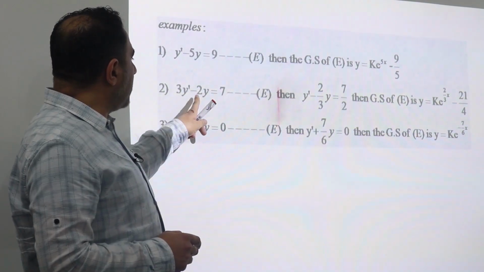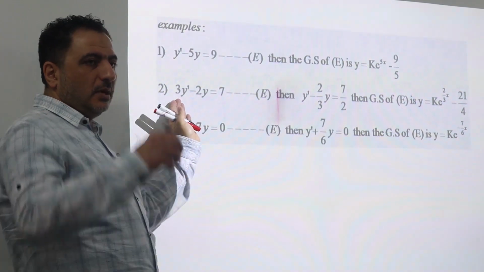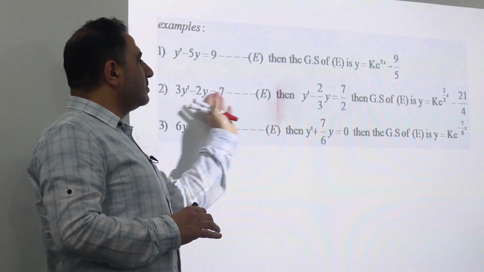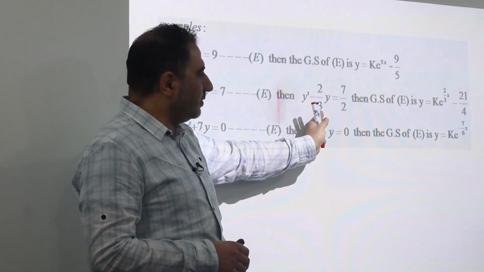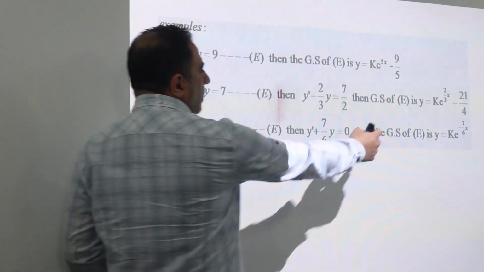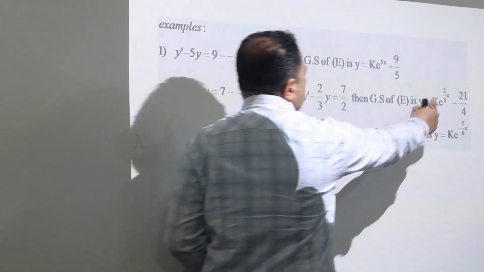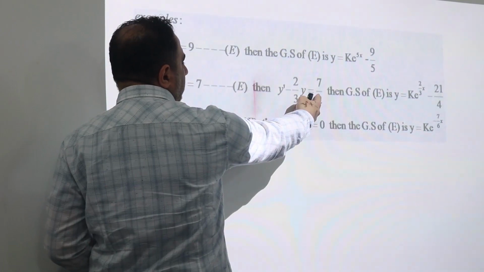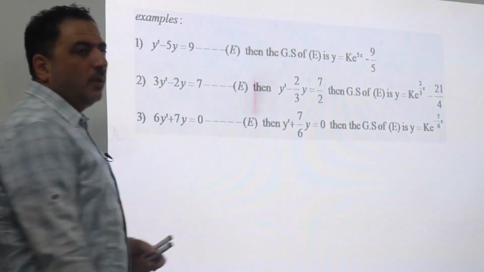The second one, 3y prime minus 2y equals 7. Now, we have said that it's better to make the coefficient of y prime as 1. So we are able to divide by 3. Divide by 3 both sides of the equation. We get y prime minus 2 over 3y equals 7 over 3. So applying the formula, the general solution is y equals k e minus ax. A here is minus 2 over 3. So minus ax is 2 over 3x plus b over a. Observe, b is 7 over 3. A is minus 2 over 3. Dividing these two numbers by each other, we get minus 7 over 2.